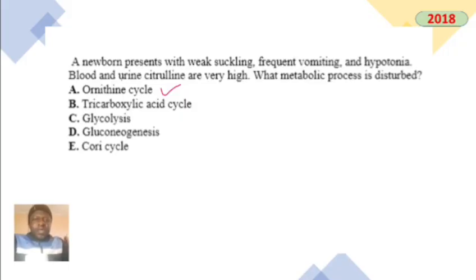So here the answer is PKU. A newborn presents with weak suckling, frequent vomiting, hypotonia. Blood and urine citrulline are very high. Citrulline is actually a component of the ornithine cycle. I already showed you here. What metabolic process is disturbed here? It's the ornithine cycle. Let me just show you.